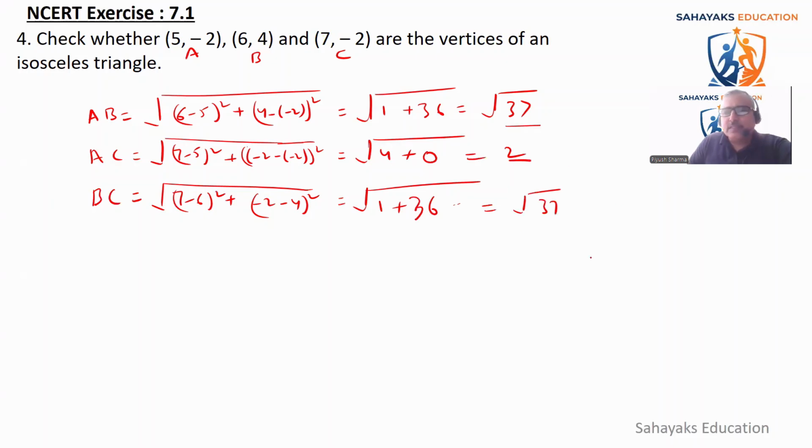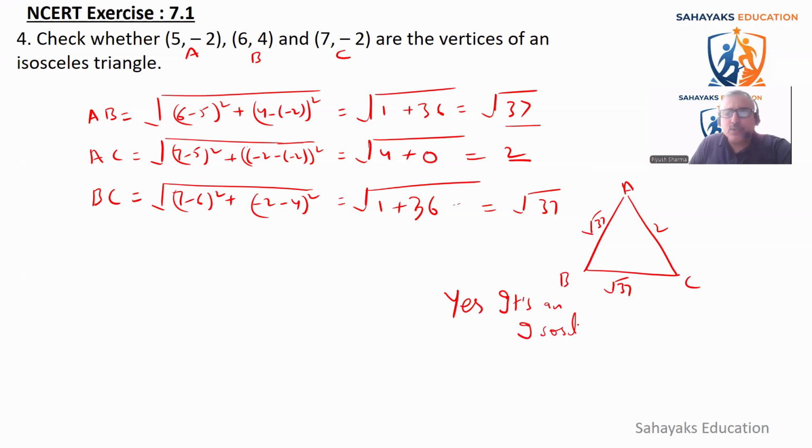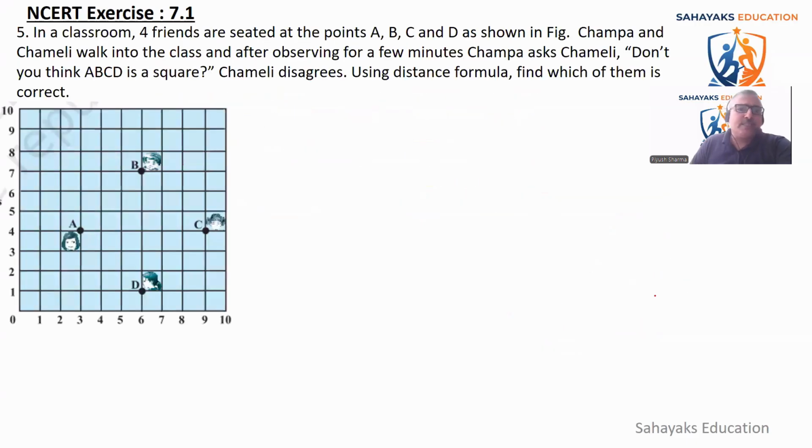So in the triangle, where we named the points A, B, and C, AB is square root of 37, BC is square root of 37, and this value is 2. So is it an isosceles triangle? Yes, it's an isosceles triangle. Okay, so let's jump to the next question.